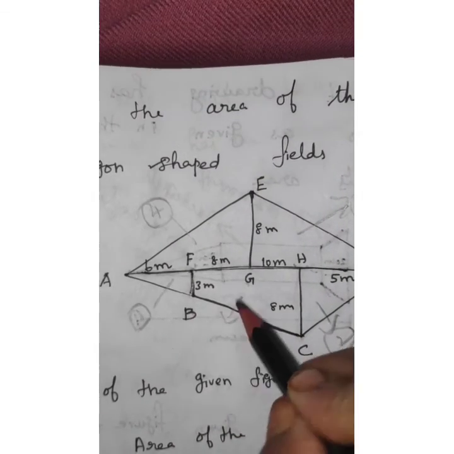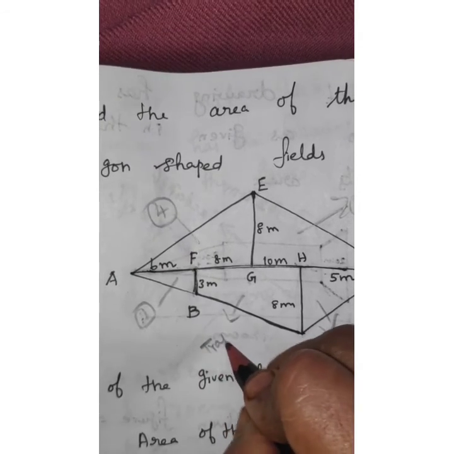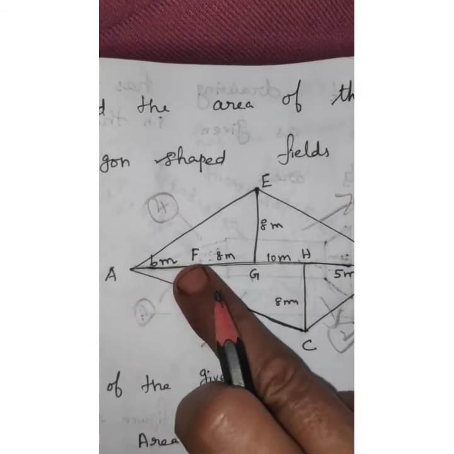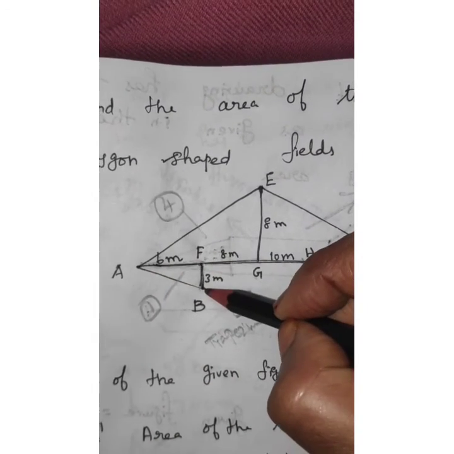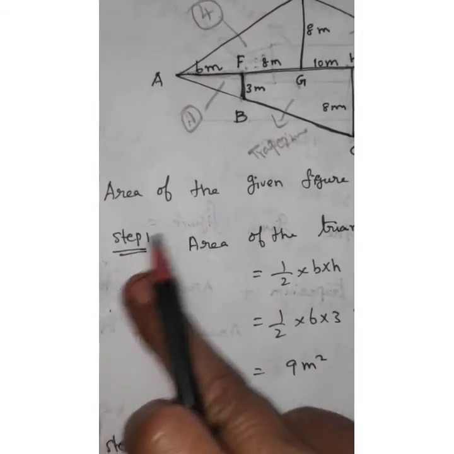FHCEB is one trapezium. First understand the figure and then do the work. Area of the triangle formula you know. So height equal to 6 meter, base equal to 3 meter. First find this area. First figure, step 1.